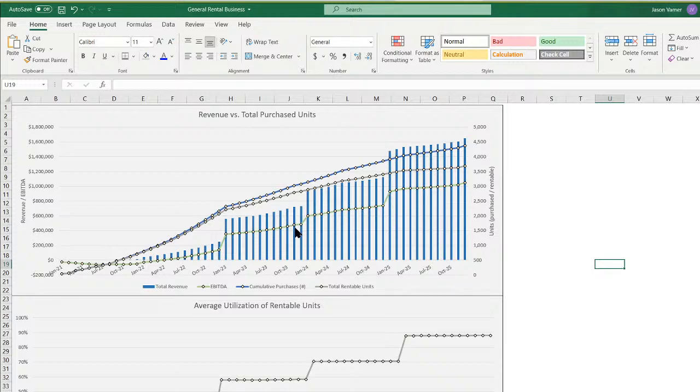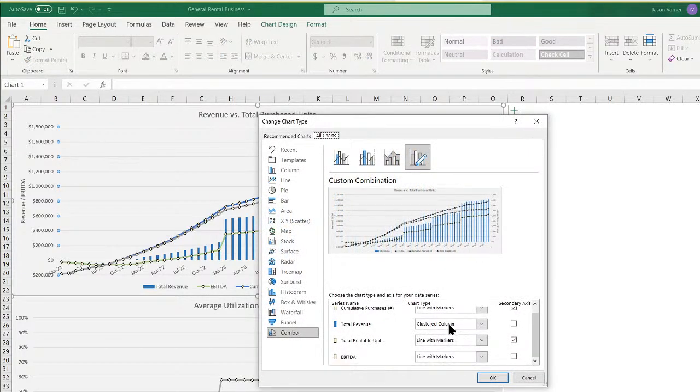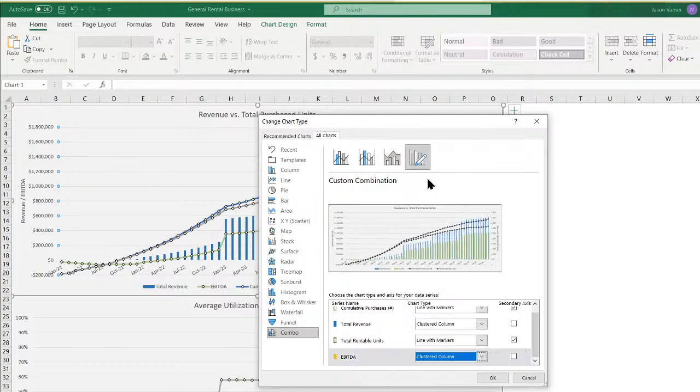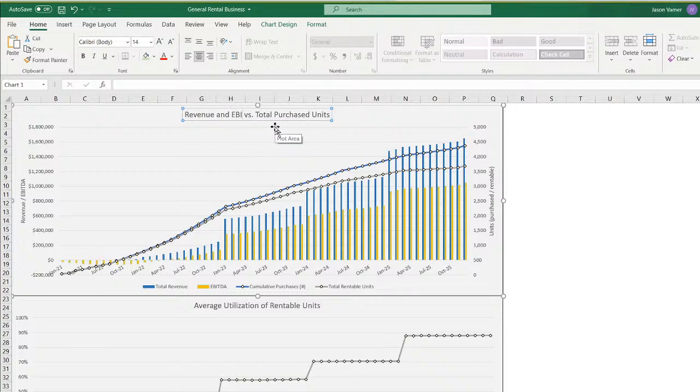I just don't want this line to get confused with the purchases in rentable units. What does it look like if we make it a clustered column? Oh yeah, that's fine. So you can kind of see the shadow of the revenue is your EBITDA. Perfect. That's better. And yeah, I guess that works. Revenue versus EBITDA, and then you can see how your purchases over time are increasing that for scale. Revenue and EBITDA.